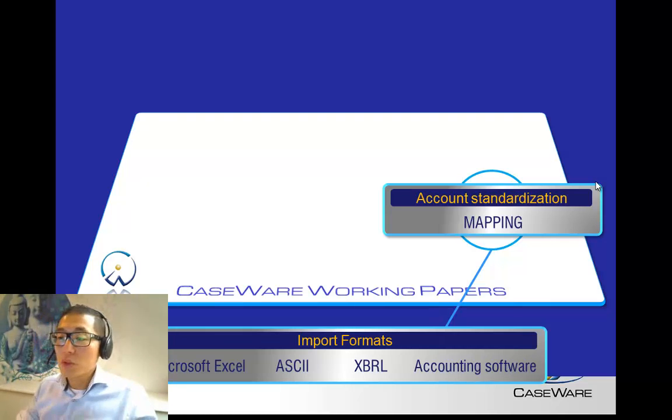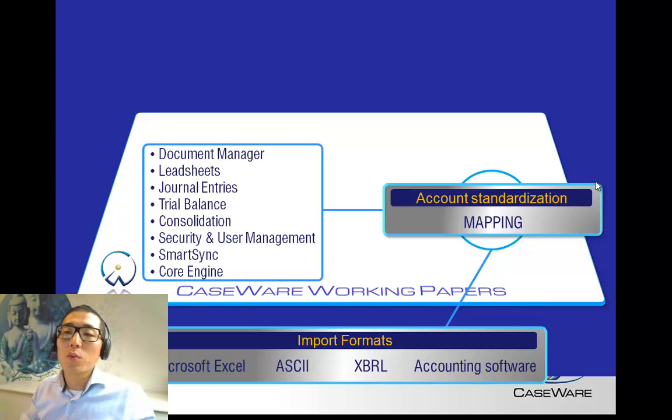Okay, so you have your trial balance, you've imported it, you've done your mapping. Based on that, Working Papers already gives you the following features. You get a very easy to work with document manager, which is like a Windows folder structure, and through the document manager you can build up your own structure. You can add supporting documents, Word, Excel, PDF, any kind of document, and organize it to your liking. You can do sign-offs on your documents, create references, etc. That's already a very, very powerful feature.